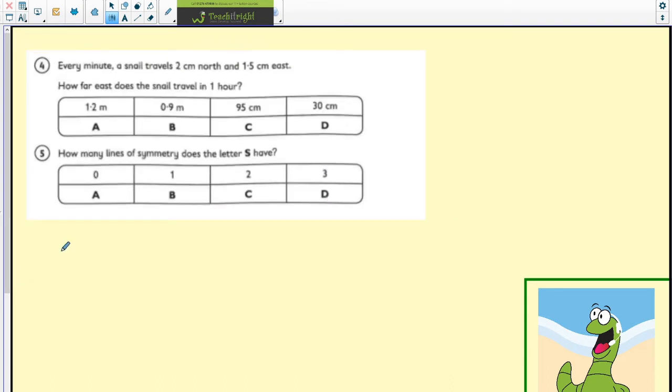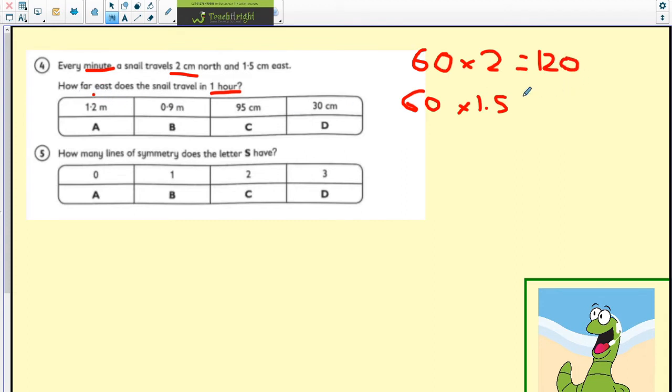Right, number 4. Every minute a snail travels 2 centimeters north and 1.5 centimeters east. How far does it travel in an hour? Well, minute and hour, there are 60 minutes. So it's going to do 60 times 2 norths, and it's going to do 60 times 1.5 easts. Oh, this is only asking east. Well, that's a shame I worked out north. It's going to be 1.5 of 60, which is 90. And 90 centimeters is going to be 0.9 meters. So the thing is just noticing it was 1 hour to minutes, so it's going to do 60 minutes worth. So 60 times that amount, and then change the units.